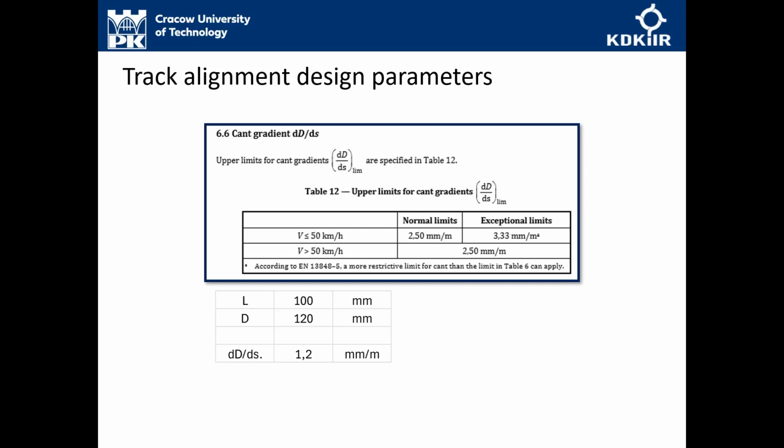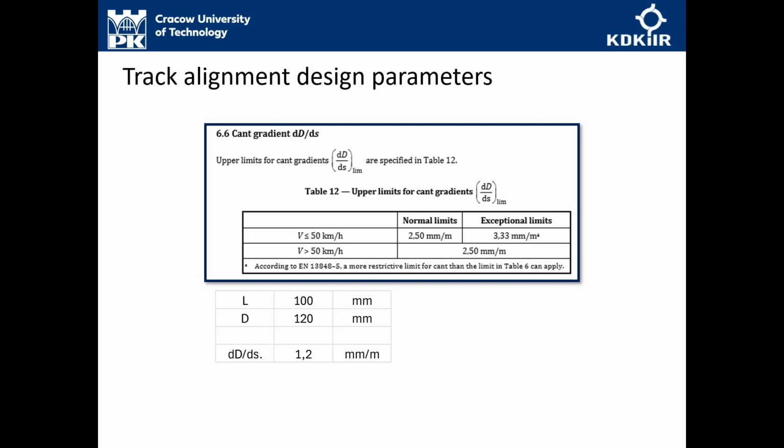And for this length, we calculate the change in cant, the cant gradient. If the cant is about 120 millimeters, then the cant gradient is 1.2 millimeters per meter. Then Table 12 applies, which proposes the limits for the change in the cant gradient. If the calculated value is less than 2.5 millimeters per meter, then the cant and the transition curve parameters have been selected correctly.